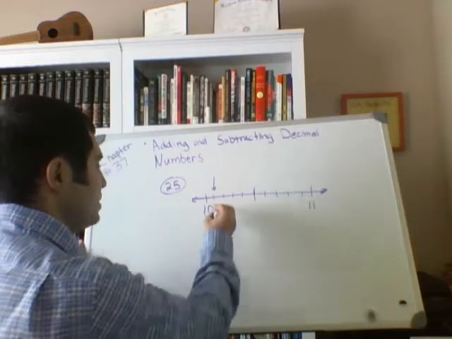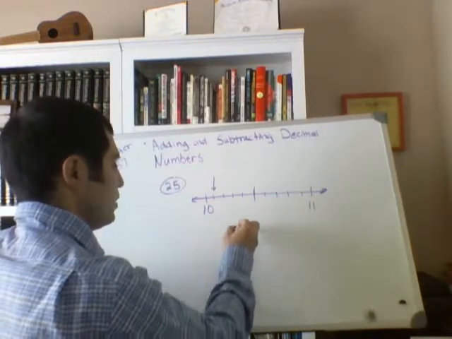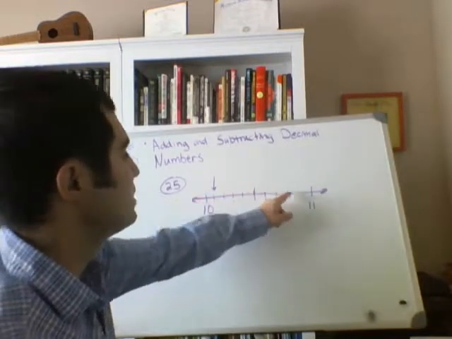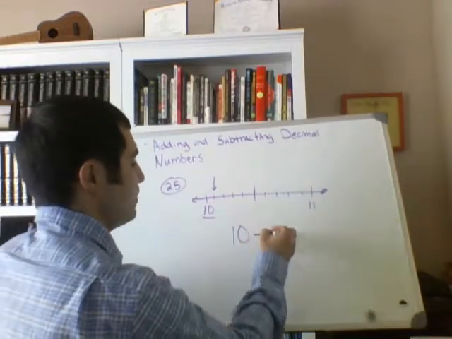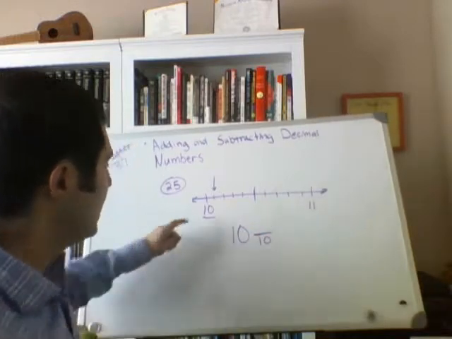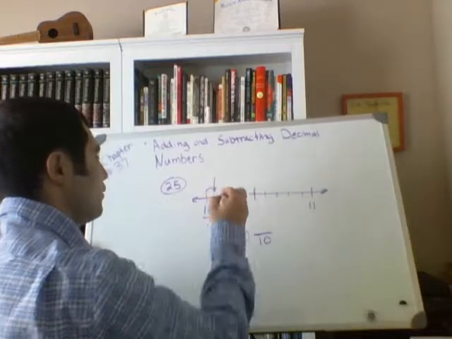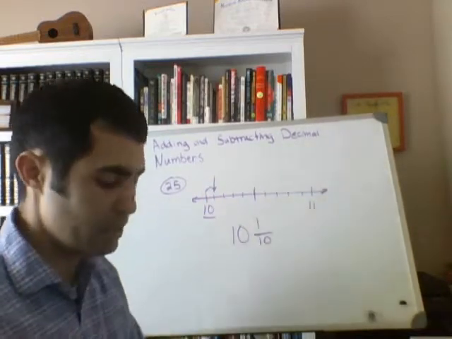tenths. So this number right here, if it were a mixed number, we know it's at least 10 because that number is 10. But also, since there's 10 spaces, we know we're going by tenths. And how many tenths over is that? Clearly it's only one hop over, so that's going to be 10 and 1/10.